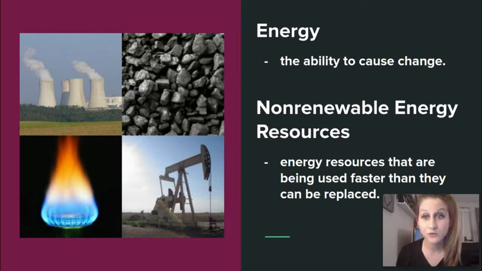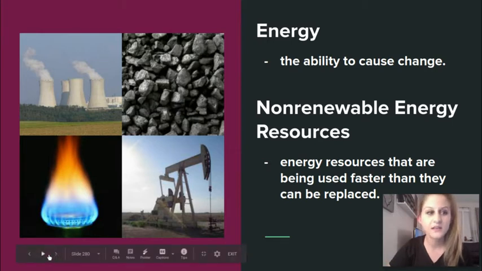Non-renewable energy resources would be any type of energy resource that is being used up faster than it can be replaced. So this is a big problem. We need to be really careful about how we use non-renewable energy resources because once we use them all up, they can't be replaced. We can't get any more. So we need to use them very carefully.